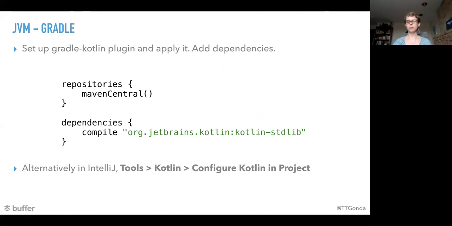You can also compile Kotlin for the JVM using Gradle. This is great if you already have a Java project and you want to add Kotlin to it. So you can have both Kotlin and Java in your project. And you can call Java from Kotlin, Kotlin from Java pretty easily. To do this, you can set up the Gradle Kotlin plugin and apply it, and then add these dependencies to your Gradle. Alternatively, if you're in IntelliJ, you can go to Tools, Kotlin, Configure Kotlin in Project, and it will automatically do all of the things for you.